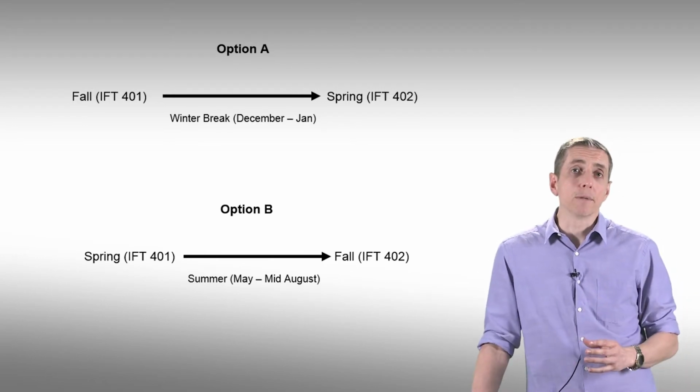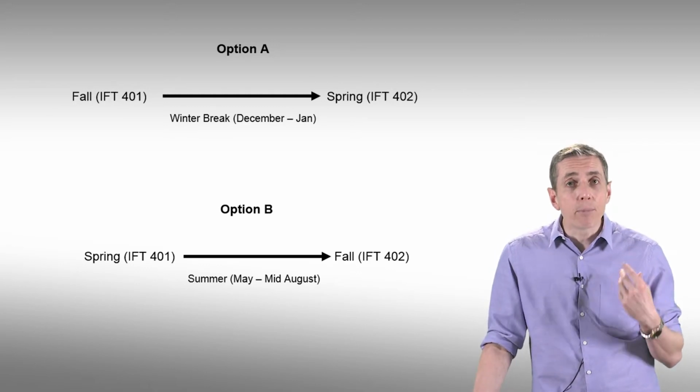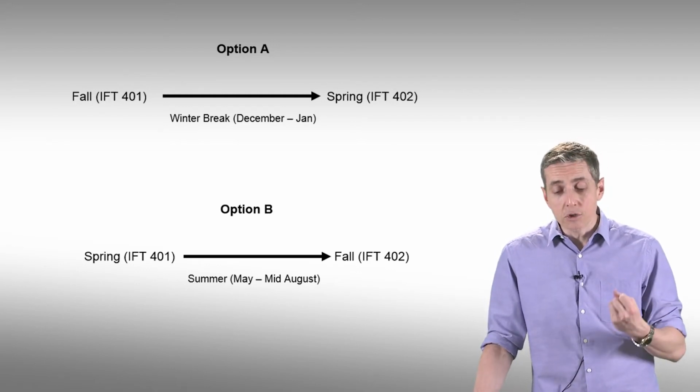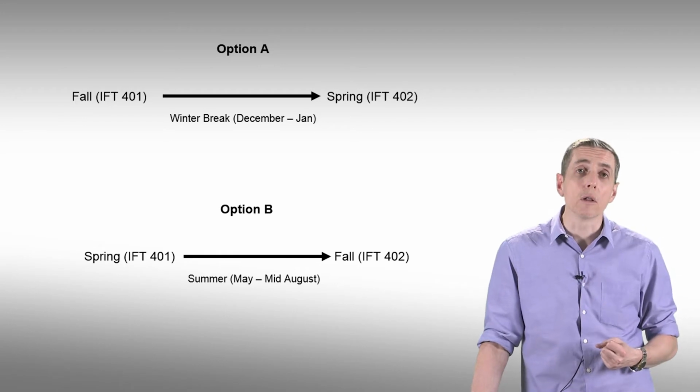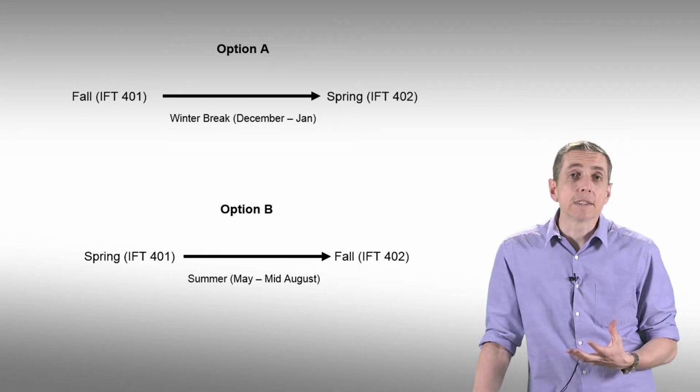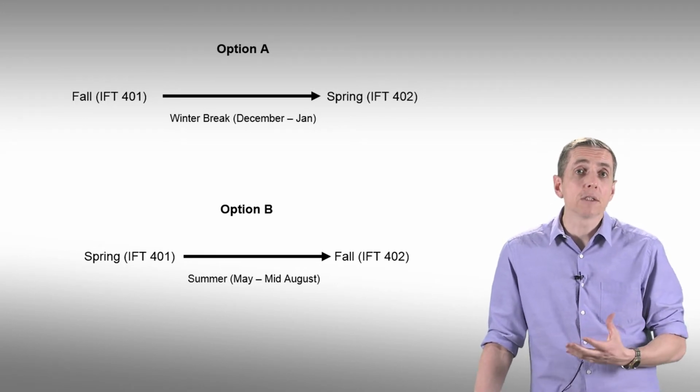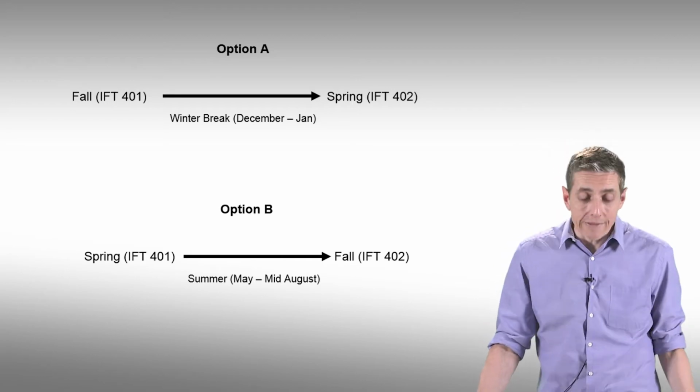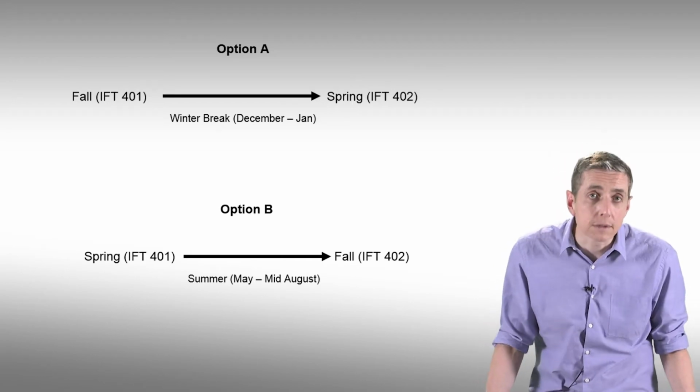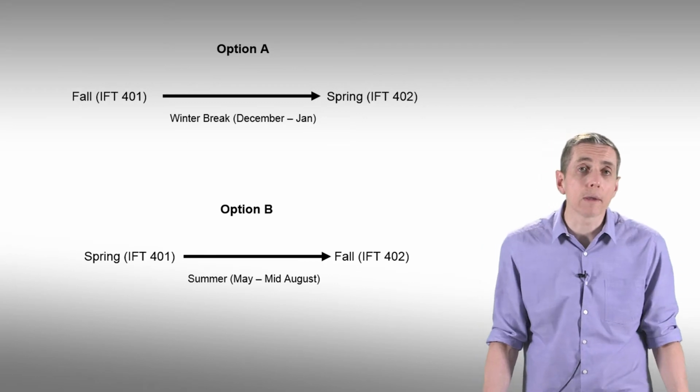The second option is that in spring you do 401 and you do 402 in the fall. Now, clearly you can see there's an added advantage with that, if you want to call it that way, that now you basically have nearly 4 months to work on your prototype.